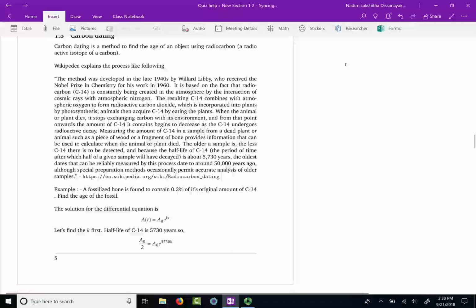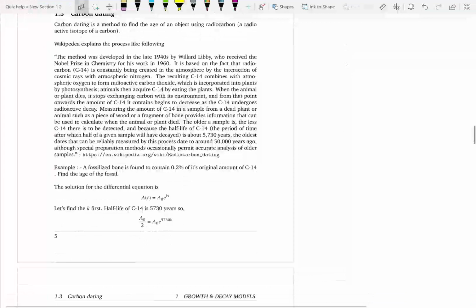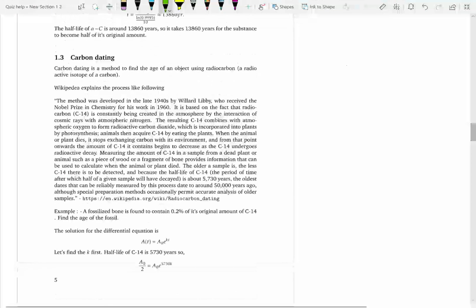Okay, here's another very practical and very interesting example of differential equation models: carbon dating. Carbon dating uses this special organic element, C14. This radiocarbon in the atmosphere interacts with atmospheric nitrogen and cosmic rays, and these come down to Earth and are incorporated into plants through photosynthesis, what we learned in basic biology, and then animals and plants acquire this carbon 14.